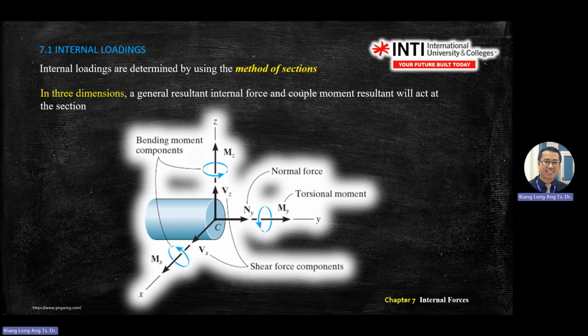And then each axis has its own moment. We call it torsion moment or bending moment. Right? Torsion: you can twist in the X direction, Y direction, Z direction. This is for the three-dimensional component.